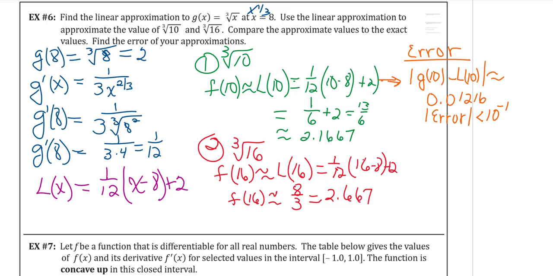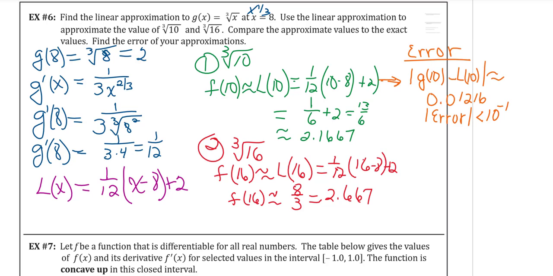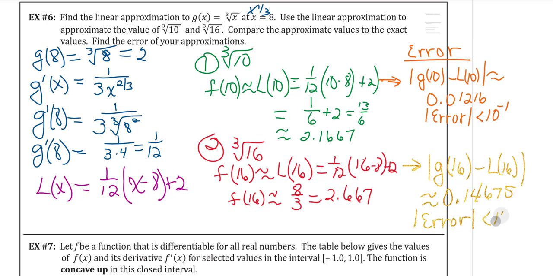And then for our other one, let's change our pen color again, to a yellow woody color. It's going to be the absolute value of g of 16 minus L of 16. And that's going to be approximately equal to 0.14675. So as you can see, that is not a very good error at all. It's less than a power of 10, so 10 to the 0. So that's not the best error.